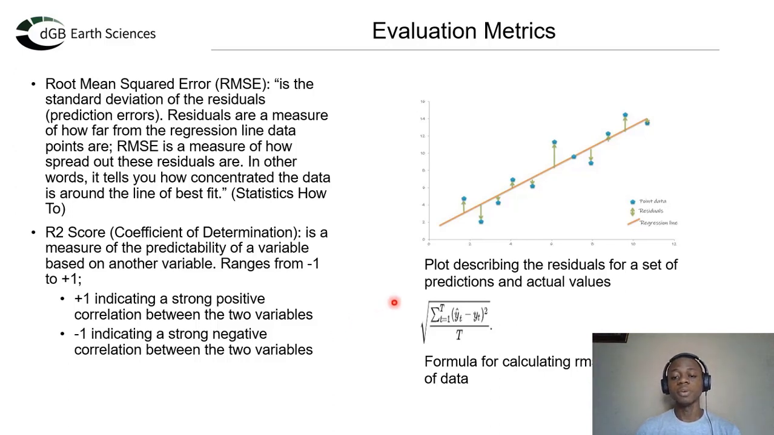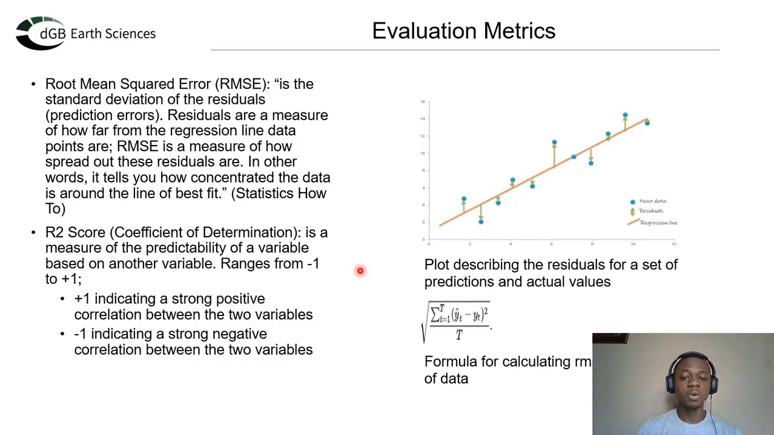Over here we have the formula for calculating the root mean square error. Like we said, it's the standard deviation of the residuals. And then over here we have a plot describing the root mean square error. For some particular predicted values, we can see how they deviate from the actual values, which are represented by this line of best fit.